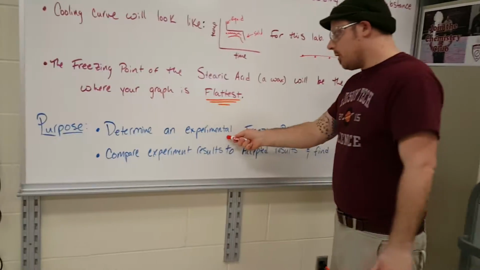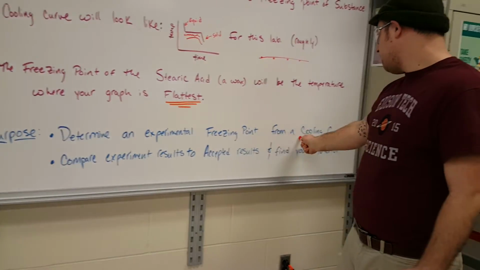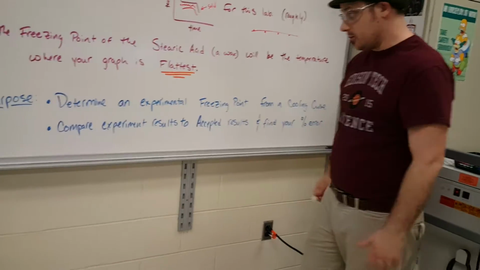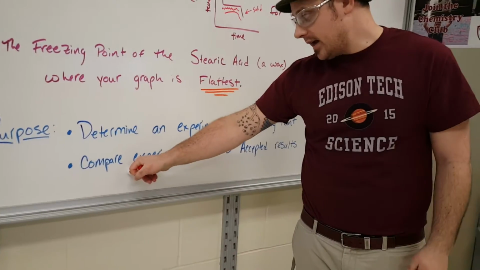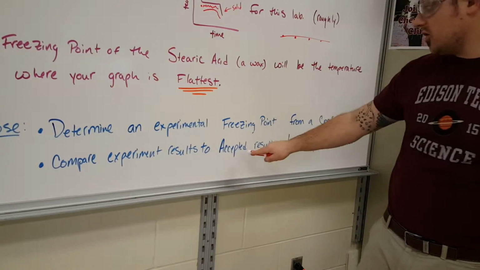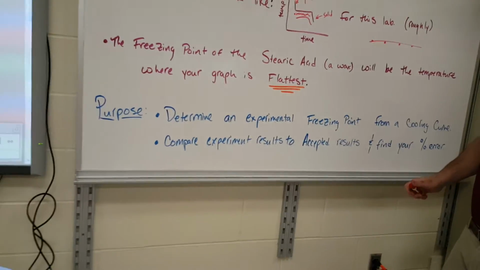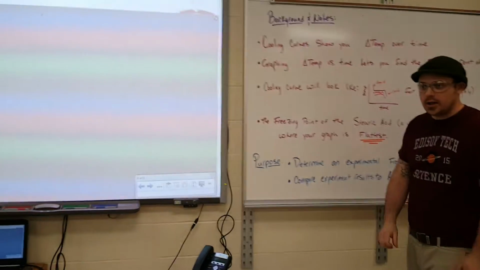There you go. So the purpose: determine the experimental freezing point from a cooling curve. So interpreting data that you collected yourself is one of the purposes. And the next part, the analytical purpose, is to compare your results to the accepted results and find your percent error. It tells you how well you've done the procedures, how careful you were in the lab.